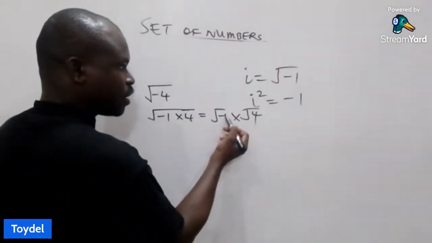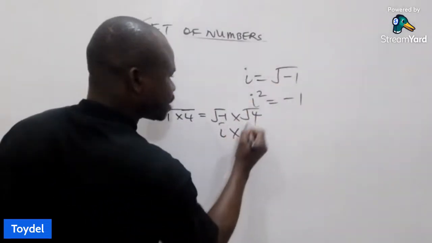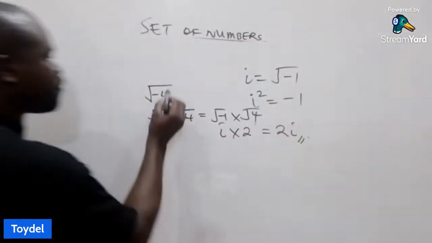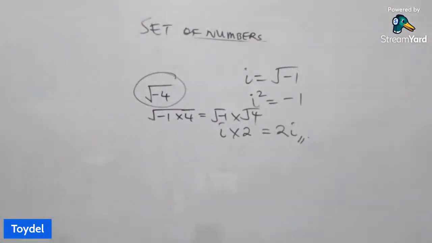What is the square root of -1? It is i. Multiplied by the square root of 4, which is 2. At the end of the day, your answer will be 2i. So this type of problem does not have a real solution. You can only get a solution to them in the complex sense. This is the first topic that we discuss in Elementary Maths 1, so just go through my videos.